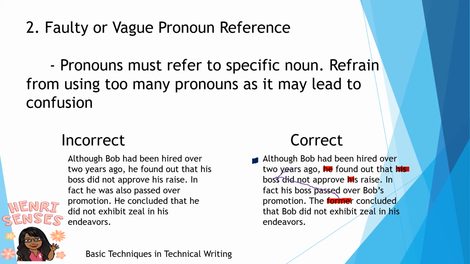Okay, now we can also continue. The farmer concluded that Bob did not exhibit zeal in his endeavors. So his, this time, refers to Bob, right? Is that correct? So this time around, in this second paragraph, we are trying to make corrections on the different use of pronouns.